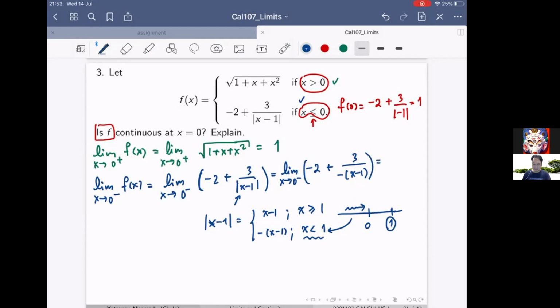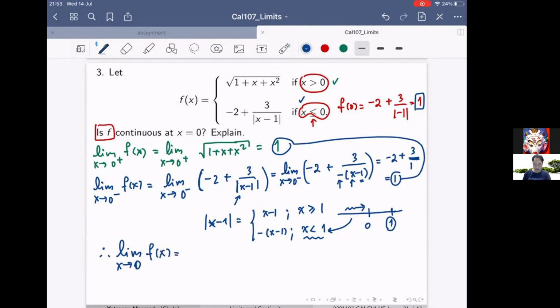So as you plug in 0, you have -2 and then 3 over -1 and then negative again. So you have 1, which is 1. What happened? They are the same, and they are the same as the function value. So it means that the limit as x goes to 0 of your function here is 1, and it is equal to f at 0. So it means that your f is continuous at x equals 0.